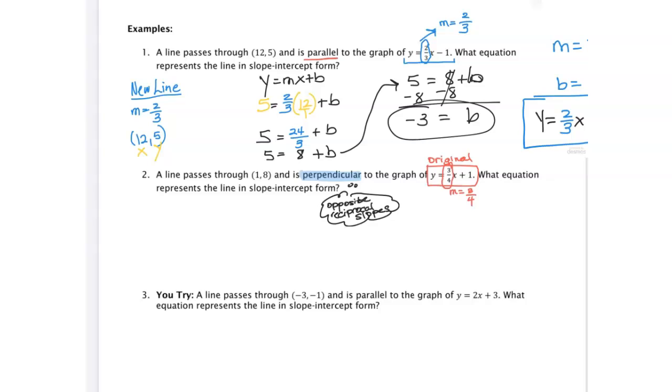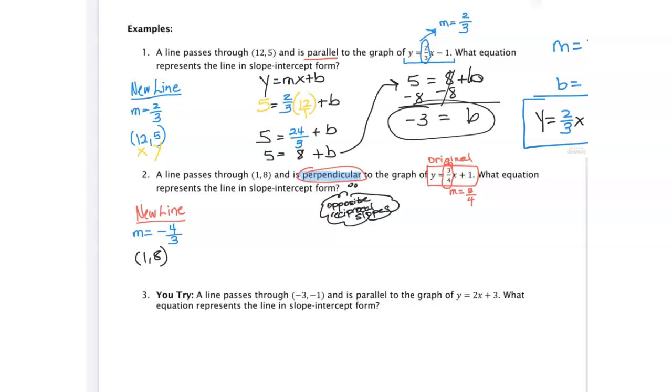This is going to help us to figure out the slope of our new line. So that paired with the word perpendicular here. Our new line is perpendicular to the original, so our new line will have the opposite reciprocal slope of our original. That means our new line has a slope of -4/3, because -4/3 is the opposite reciprocal of 3/4. The other important detail about this new line is that it goes to the point (1, 8).